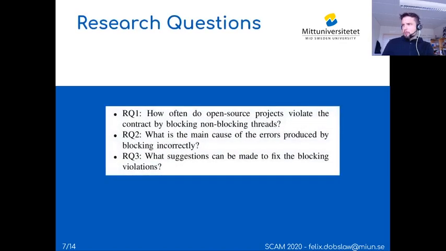So now to the research questions that we are addressing in this work. We just want to know how prevalent the problem of blocking violations is in open source projects, and if we could find out the main causes for incorrectly executing blocking code in non-blocking schedulers, to which you can assign the schedulers, and what suggestions can be made to fix the blocking violations.